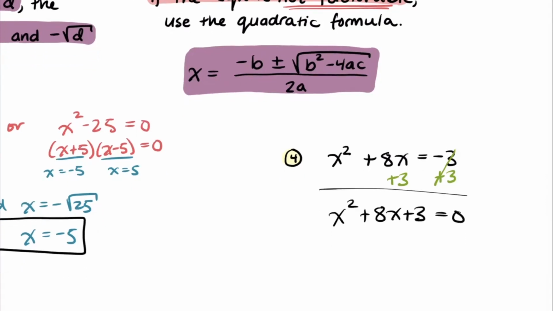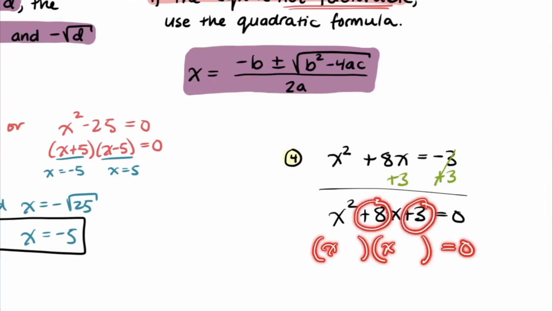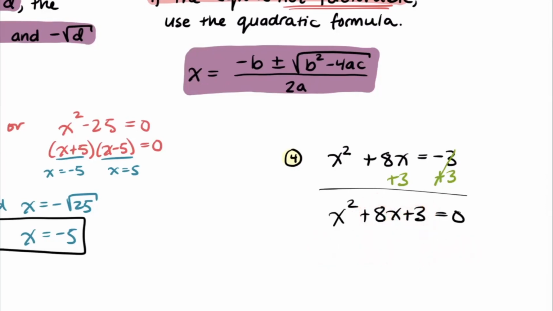Now this is a trinomial, there's a 1 in the front, so we could try to reverse FOIL this, right? Where we have x, we need numbers that multiply to 3 and add up to 8. And the only numbers that multiply to 3 are 1 and 3, and they don't add up to 8, right? So that doesn't mean there's no solutions. It just means that the solutions may be irrational. So a radical of some kind that doesn't simplify into a fraction or a whole number.